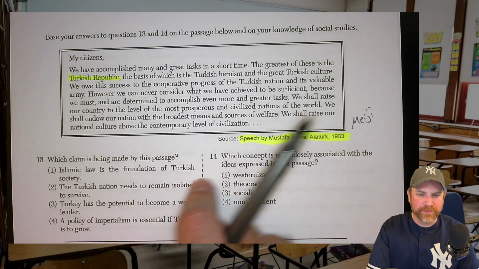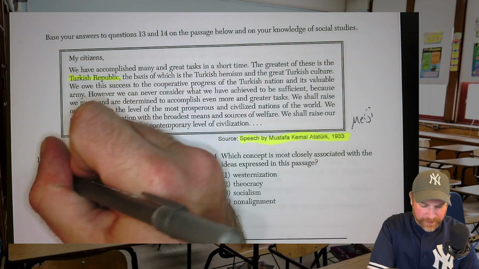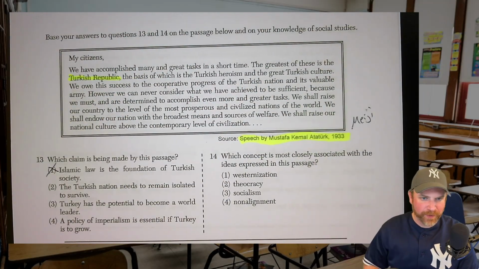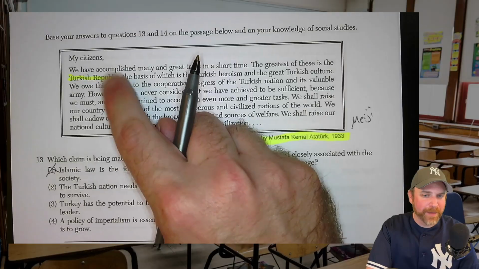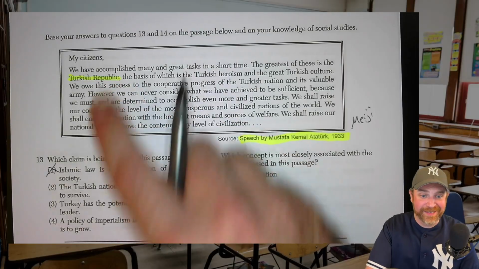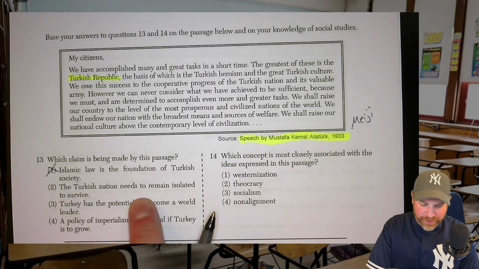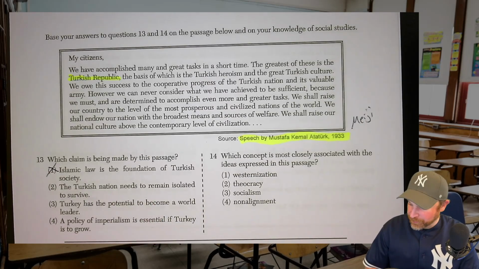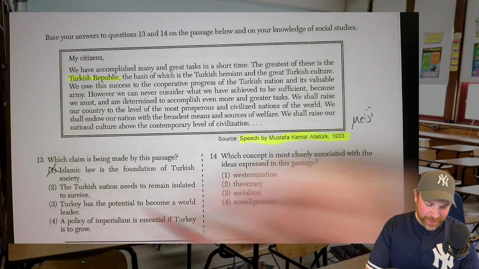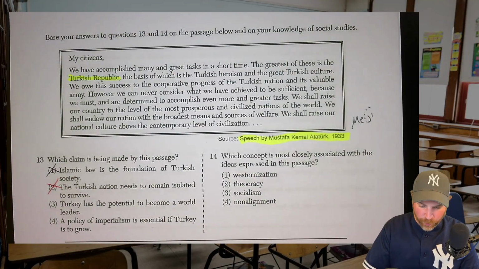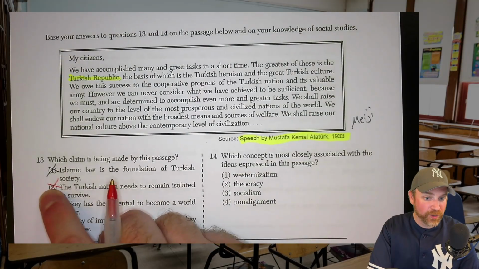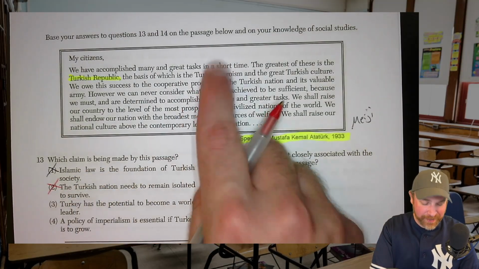Islamic law is the foundation of Turkish society. Definitely not. It's not discussed in the source, right? And Turkey is now a republic, a modern society based on Western ideas, not Islamic law. Choice 2, the Turkish nation needs to remain isolated to survive. It's not in the source, right? He's not saying we have to disconnect ourselves from the world and world trade. So we're going to cross that out, right? It's not a claim being made here.